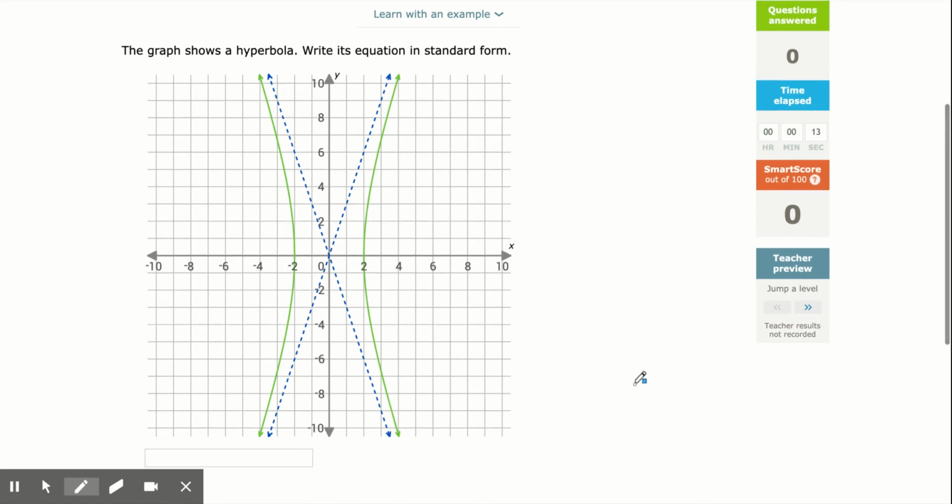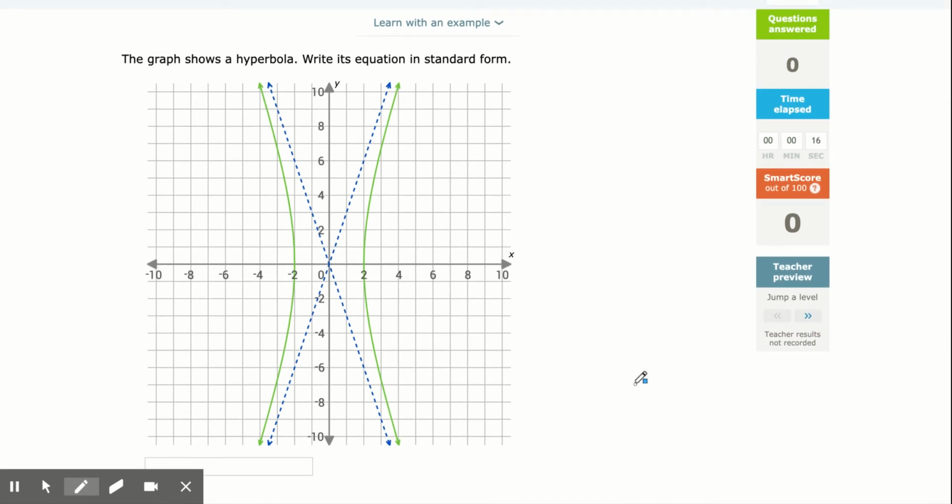Welcome. If you actually watch the lesson on X3, this lesson should go very, very quickly because all you need to do in order to write the equation in standard form is find your A value, find your B value, and make sure you know if it's the X squared that's positive in front and you're minusing the Y squared, or if it's the Y squared that's positive and you're minusing the X squared. If it's open left and right, the X squared is in front and you're minusing off the Y squared. Then all you need is your A and B value to put underneath those, and that's equal to 1.